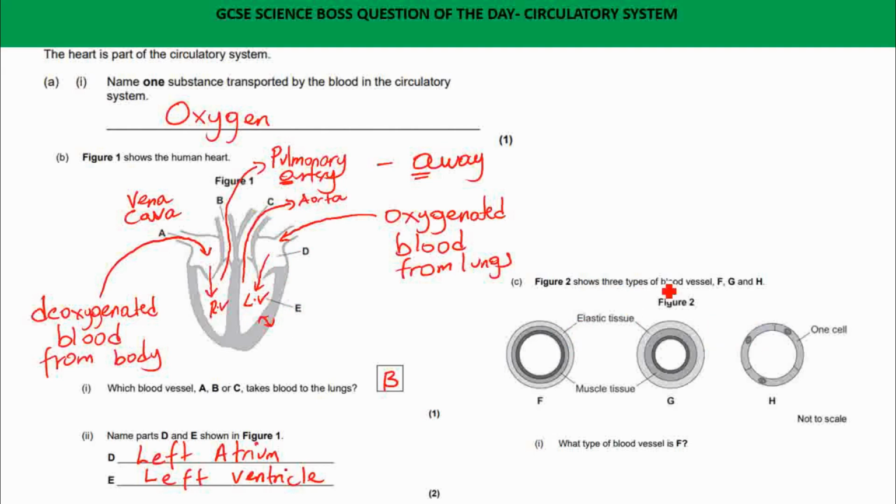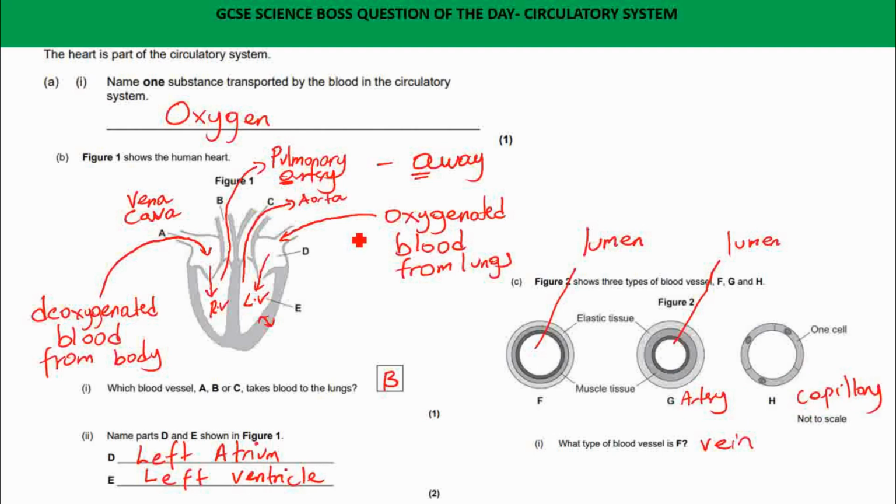Now let's look at this. You have three blood vessels, F, G, and H. Which one is blood vessel F? Now look at the size of the lumen. That part is what we call the lumen. Notice that the lumen here is larger. So F has to be a vein. Which means that G is an artery as it has thicker walls, and H is the capillary.